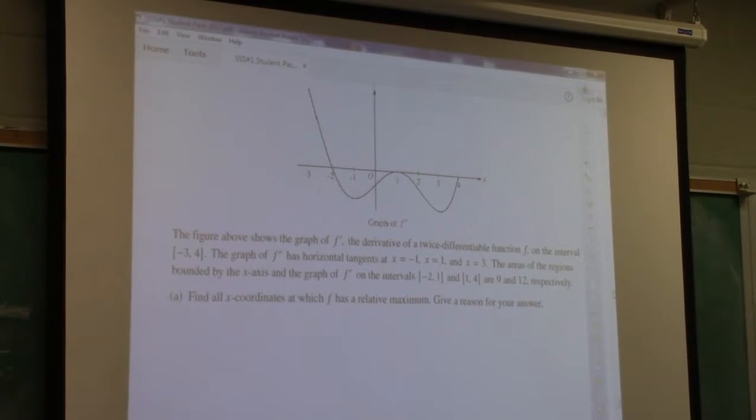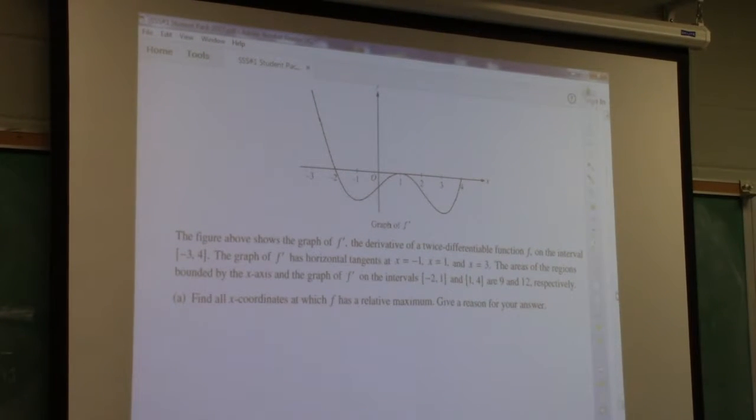So part A says find all the x coordinates at which f has a relative max and give a reason for your answer. Well, we have relative maximums. We talked about that a moment ago, where f prime does what? Changes from positive to negative.